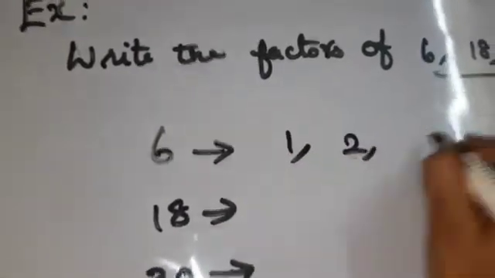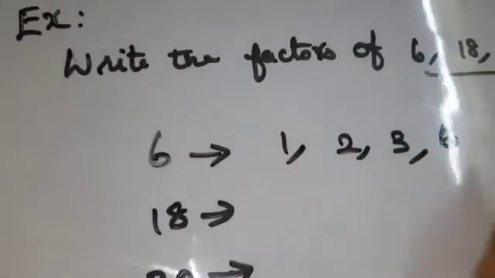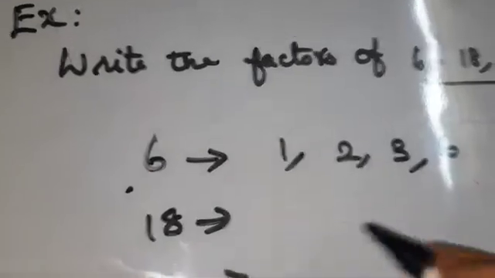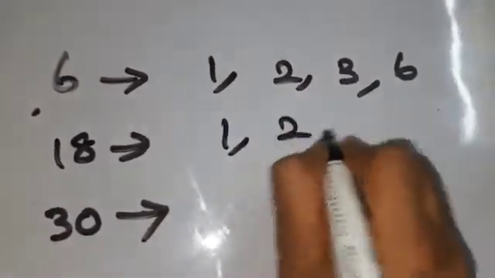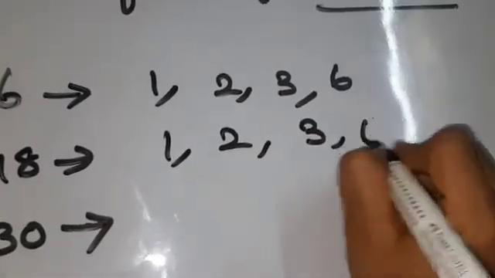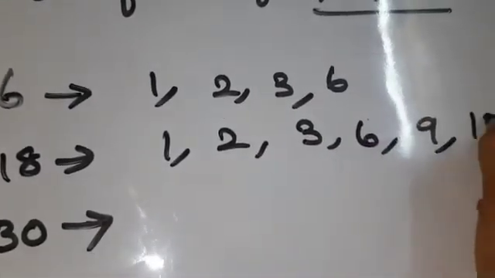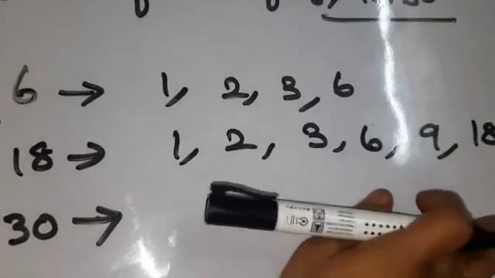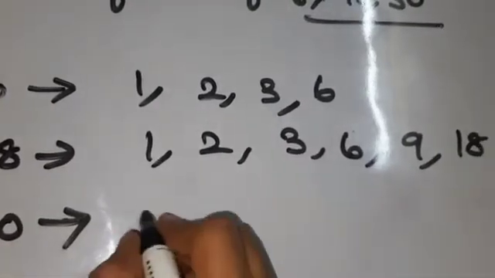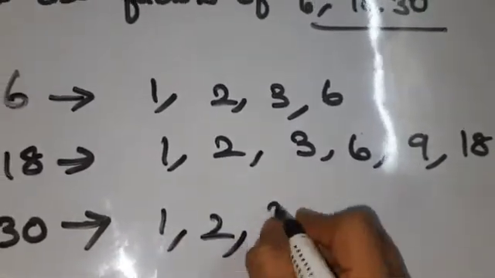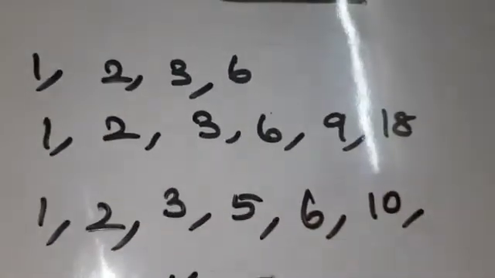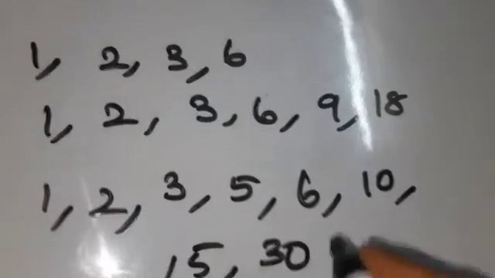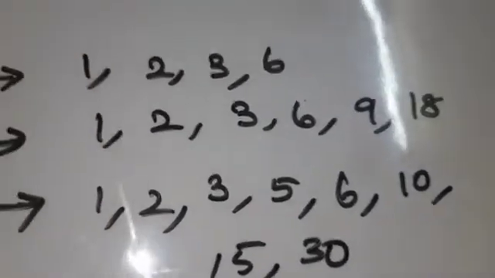1, 2, 3, 6 are the factors of 6. For 18, the factors are 1, 2, 3, 6, 9, 18. So these are the factors of 18. For 30, 1, 2, 3, 5, 6, 10, 15 and 30. So these are the factors of 30.